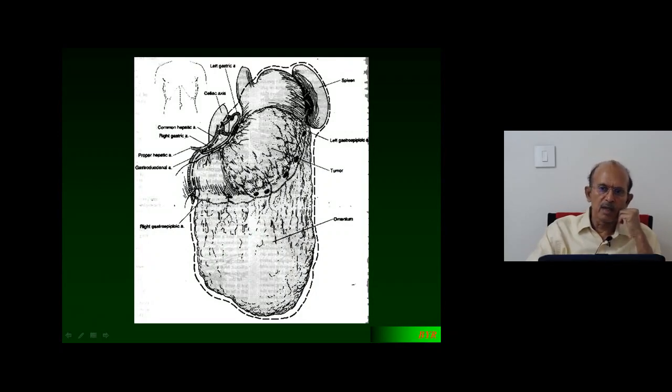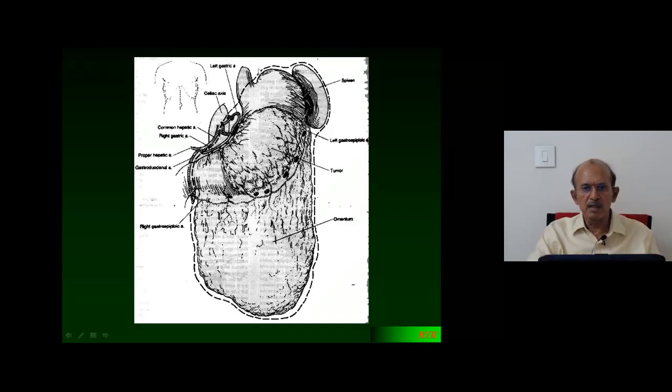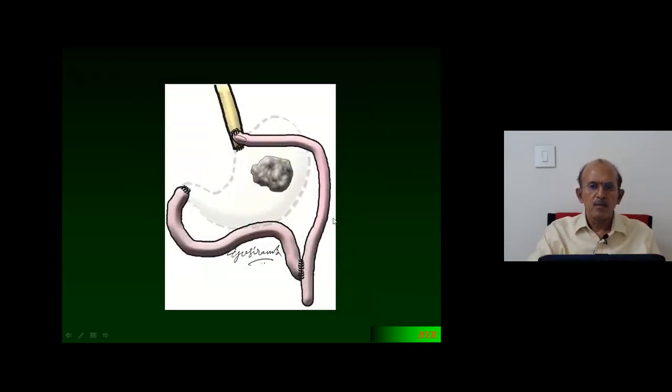So the structures to be removed are the lower 5 centimeters of the esophagus, the whole of the lesser omentum along with the lymph nodes, then the whole of the stomach, including the spleen, the greater omentum, and the lymph nodes. So all of this mass is removed. Once the stomach is completely removed along with the tumor mass, then you do the Roux-en-Y anastomosis. Already I told you how to do this Roux-en-Y anastomosis.